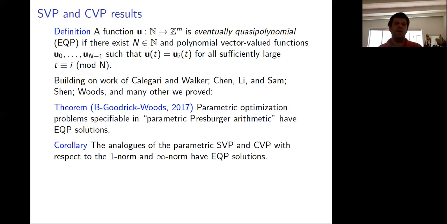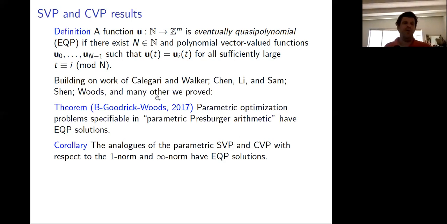So this is the thing that John and Kevin and I have been studying for years and attracted us to the problem. A lot of people have thought about parametric lattice point problems. For example, Caligari and Walker and Shen were working on integer programming in a parametric polyhedron, so the facets of the polyhedron are varying according to polynomials or something like that. Chen, Li, and Sam were talking more about counting problems, counting integer points in parametric polyhedra.